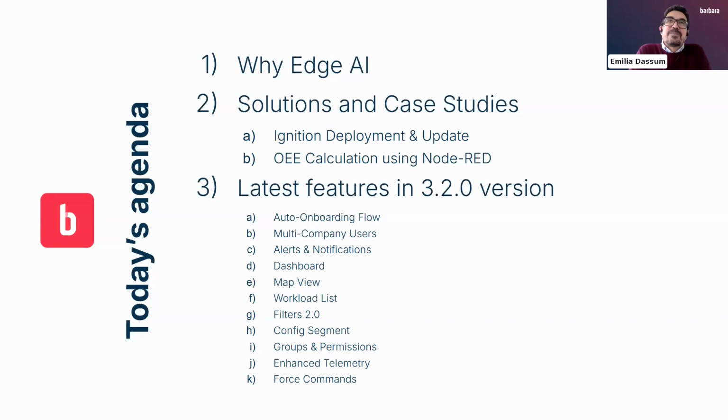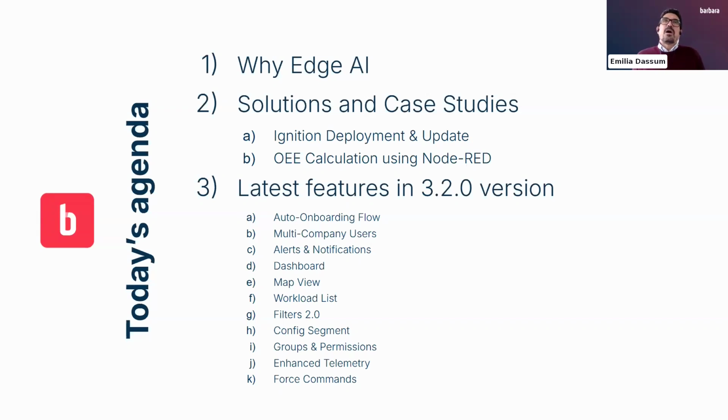Then in the second case, we will see another case study where we will see the OEE parameters of a CNC machine. We will simulate a CNC machine in a factory and we will calculate the OEE factor and we will have this data in a dashboard. So we will see a complete use case of how to deploy that use case in one of our edge nodes.